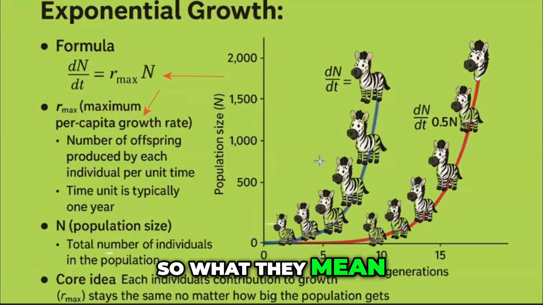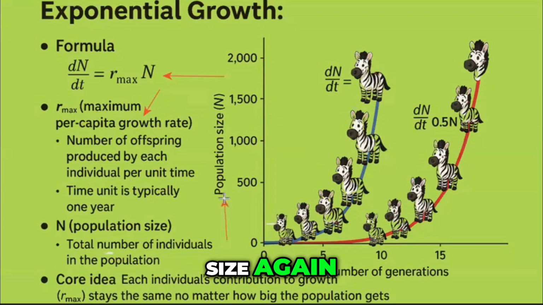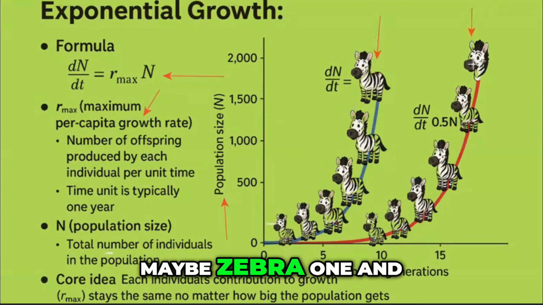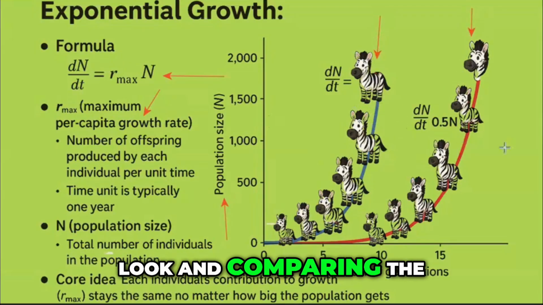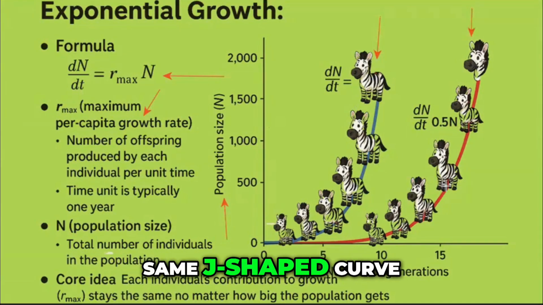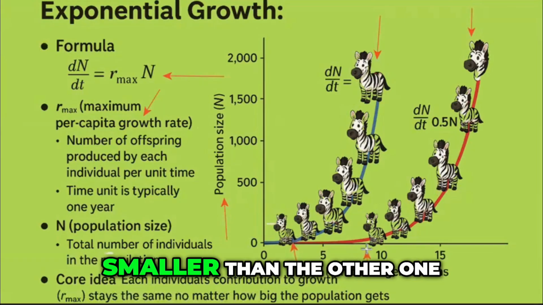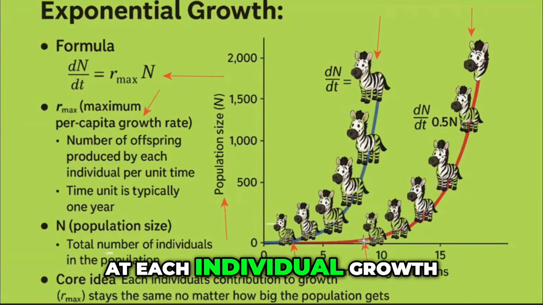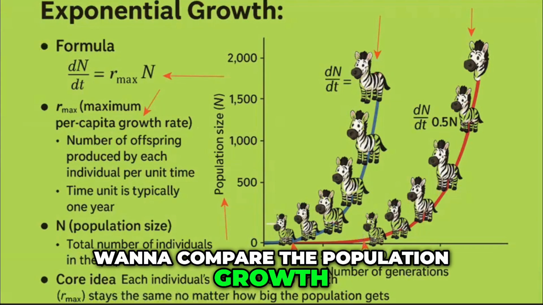So what they mean is you're taking a look at the population size again, but you're comparing two different zebras, maybe zebra 1 and zebra 2, and you're comparing the growth over a period of time. For example, usually they have the same J-shaped curve, but maybe one started off a little bit smaller than the other one, and therefore we're looking at each individual growth because we want to compare the population growth.